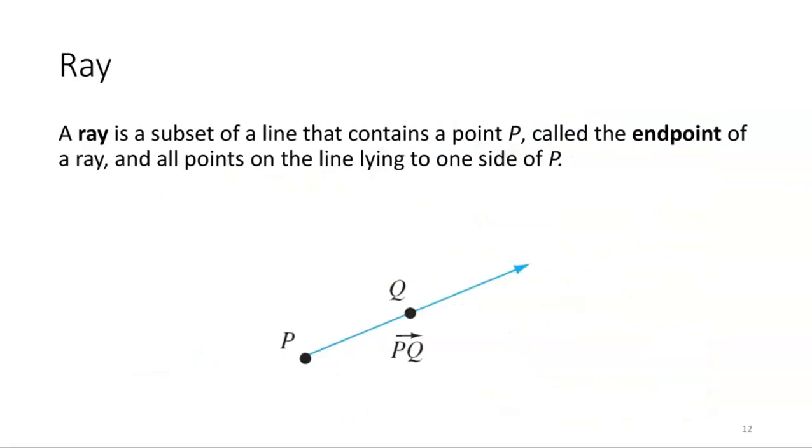All right, so a ray is essentially a line with a starting point and then going on forever in one direction. A ray is a subset of a line that contains a point, which we call the endpoint of the ray, and all points of the line lying to one side. So you have a starting point and then you go on forever in one direction. That would be a ray.